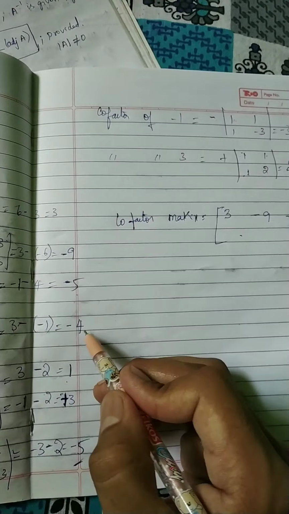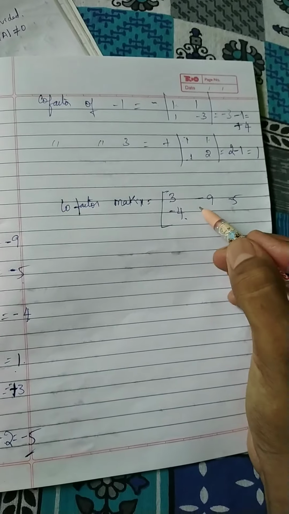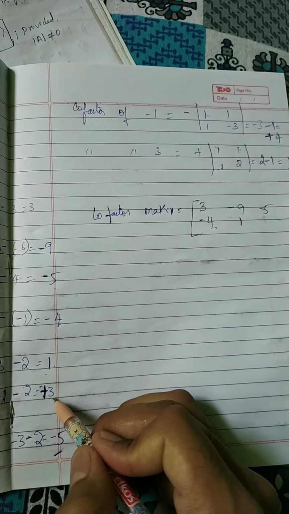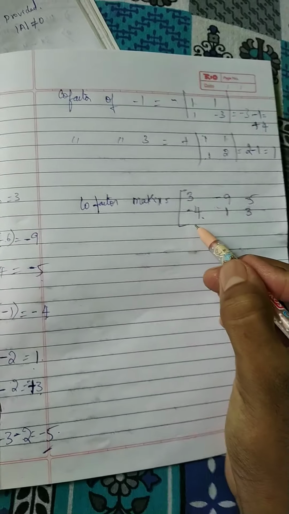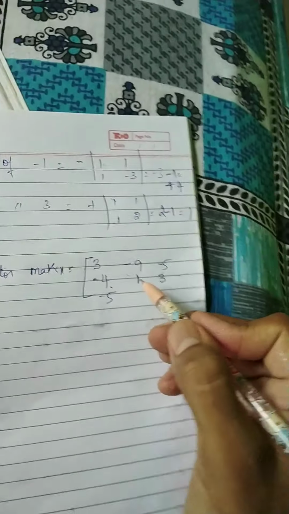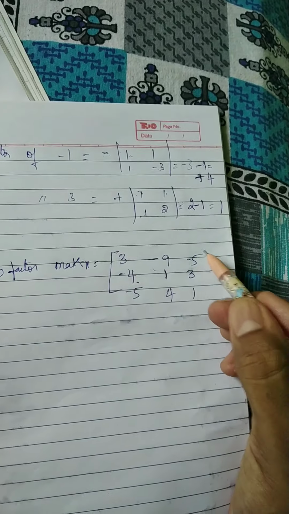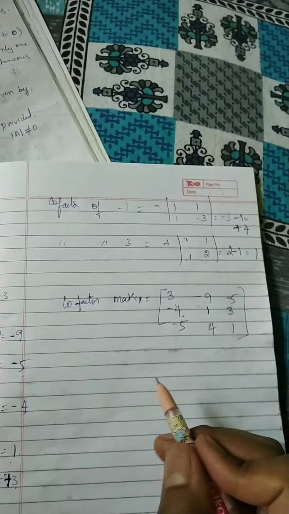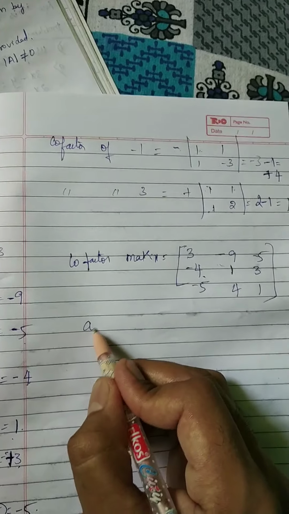Next is minus 4. Next is 1, and the next one is plus 3, and the next one is minus 5, and here the next one is 4, and finally 1. So this is a cofactor matrix, right? This is the cofactor. So now what is the adjoint?